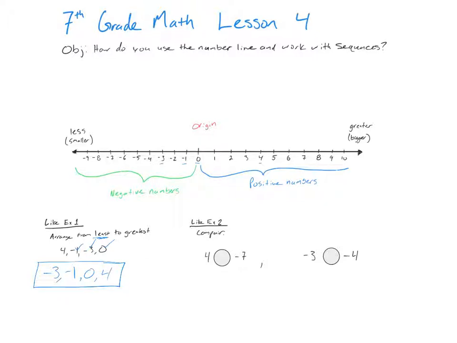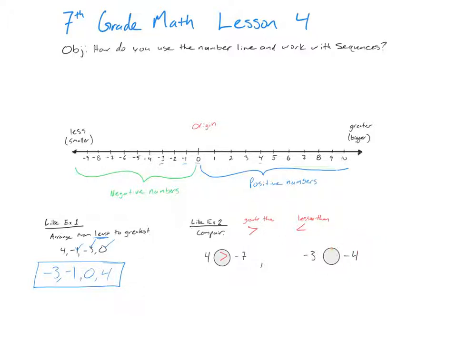This is like example 2, it just says compare. So I know I'm going to be using one of these symbols. That one's bigger, this is greater than. Or this one, less than. To compare which one is bigger or smaller. So again, here I'm going to find the number 4, it's over here, and negative 7 is over here. Since 4 is further right on the number line, I am going to say 4 is greater than negative 7.